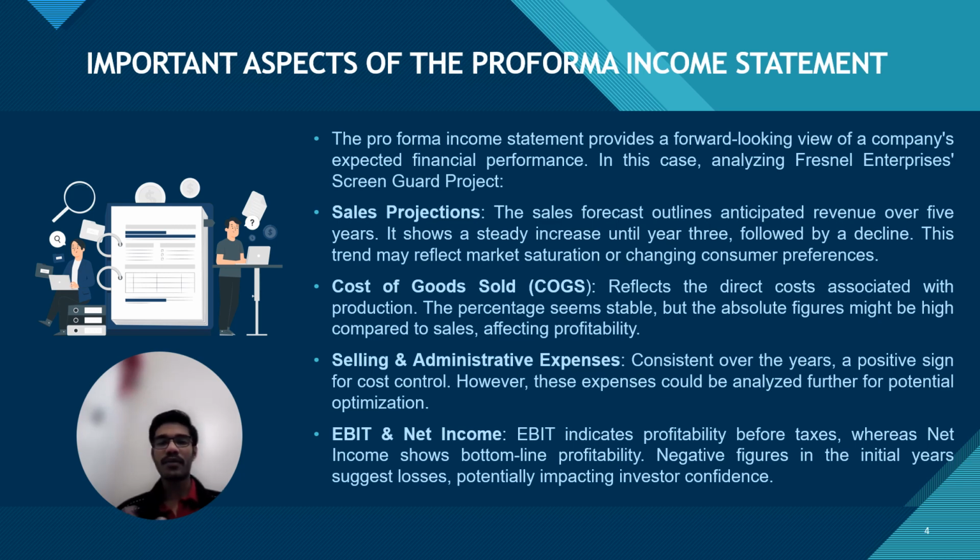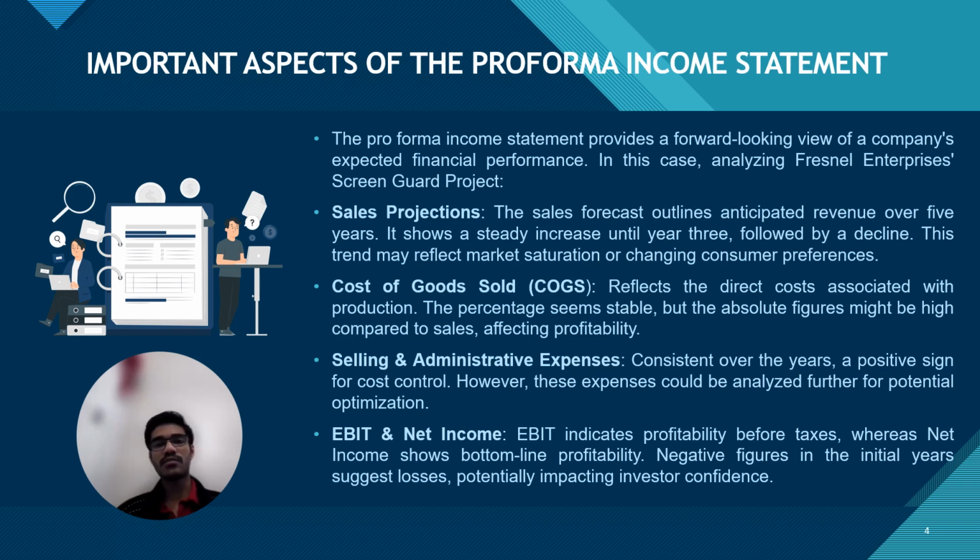Coming to the important aspects of the pro forma income statement, the pro forma income statement provides a forward-looking view of the company's expected financial performance. In this case, analyzing the Princeton Enterprises screen guard project, we see the following things: sales projections, cost of goods sold, selling and administrative expenses, EBIT, and net income.